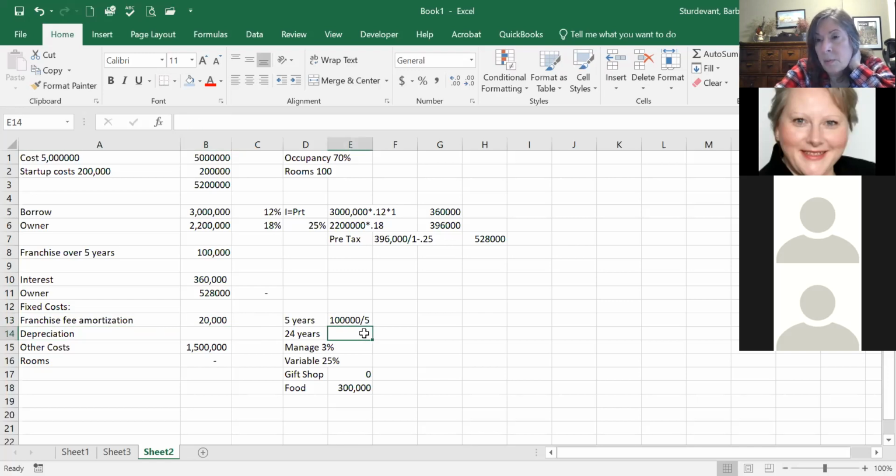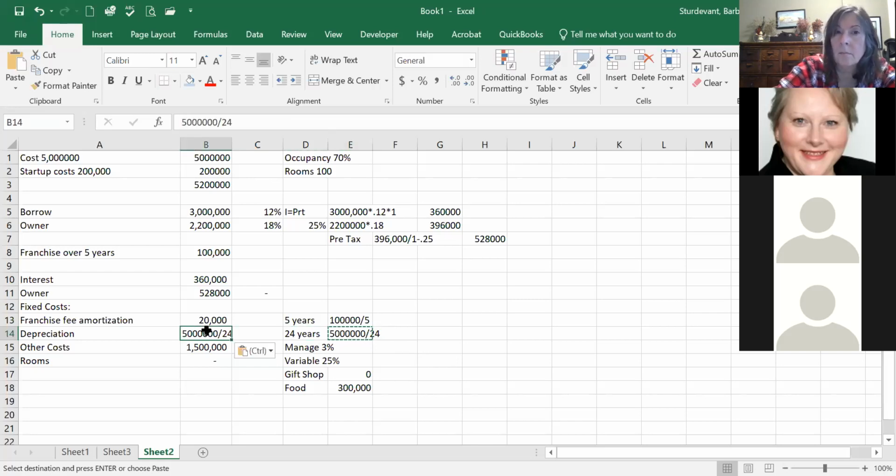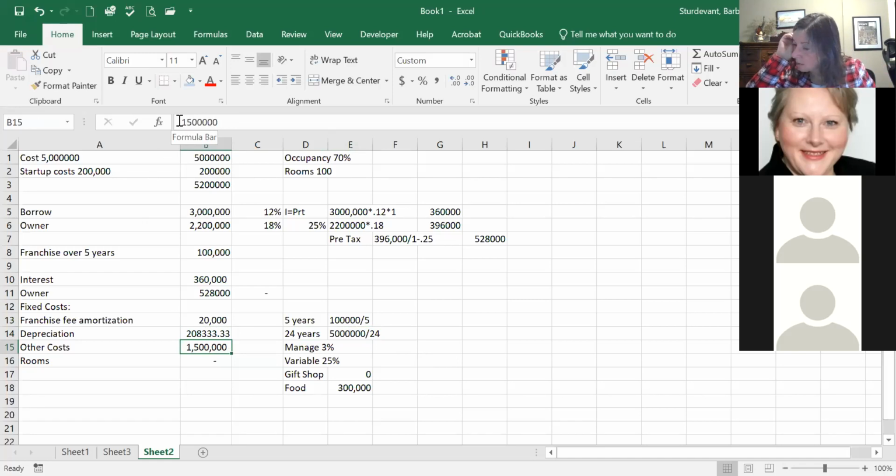All right, now this is the one you need to be careful. When you go to do the depreciation, you can only depreciate the cost of the construction. Make sure you don't include that 200,000. So it's just the cost of the construction divided by 24 years because there's no salvage value. Okay, don't include the cost of construction. Just be careful with that. And so, oh, there was a salvage value. Oh.